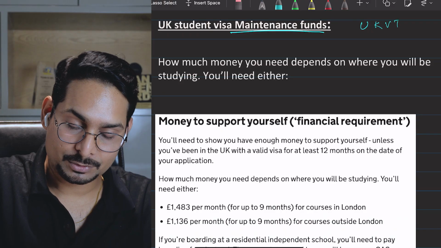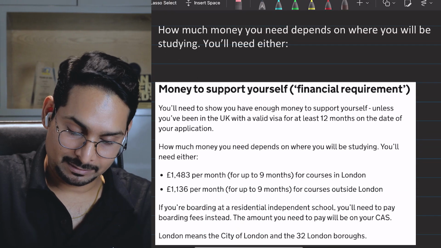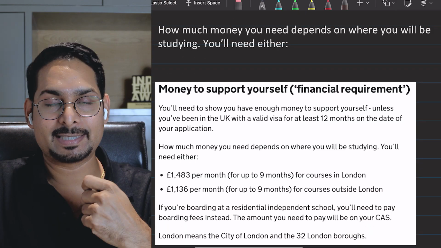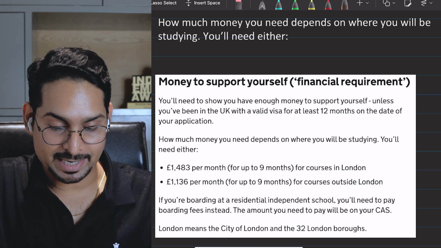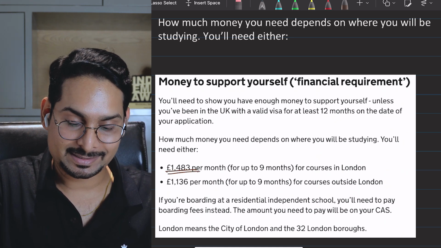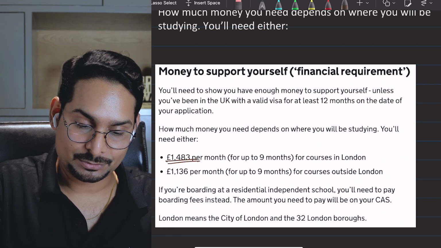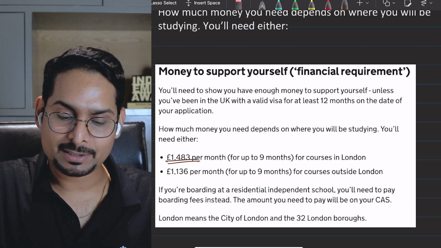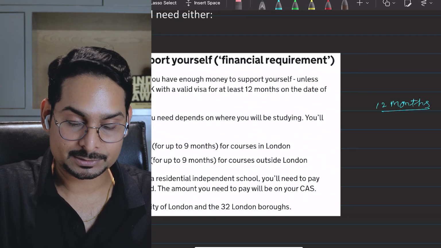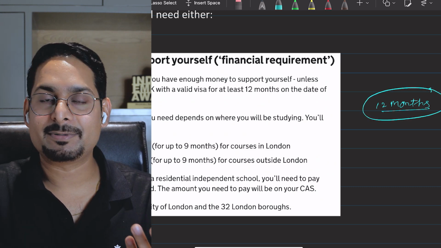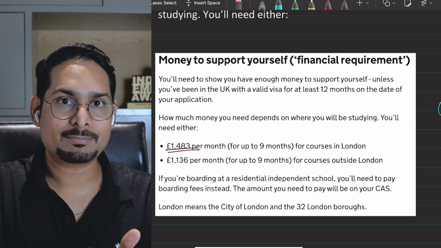Yes, apart from your tuition fee, you need to show maintenance funds to UKVI that you have enough funds as per the official record. Yes, you cannot show any random amount. You have to go as per the guideline that minimum you need to have 1,483 pounds per month, and this you need to show up to 9 months. Even if your course is of 12 months, 9-month fund is enough because they consider that 3 months may be vacation or break. So during that time, you may go home.